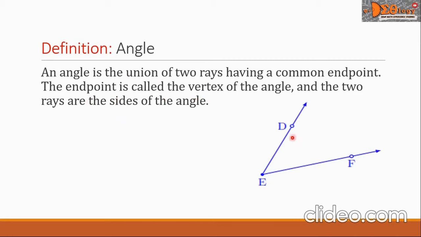In the figure, the two rays are here, ray ED and ray EF. The point E is the vertex, that is the common endpoint. This angle is named with this symbol, which is used to denote an angle. So this is angle DEF.